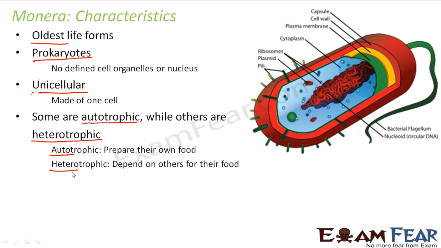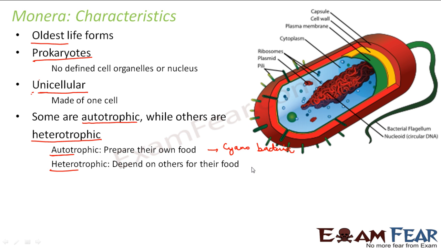So when I talk of some autotrophic bacteria, I am talking about cyanobacteria. Cyanobacteria is an example of autotrophic bacteria. So if you want an example for autotrophic, it is cyanobacteria, because in bacteria also we have many different types of bacteria, right? Many different forms of bacteria. So cyanobacteria is an example of an autotrophic bacteria who can prepare their own food.